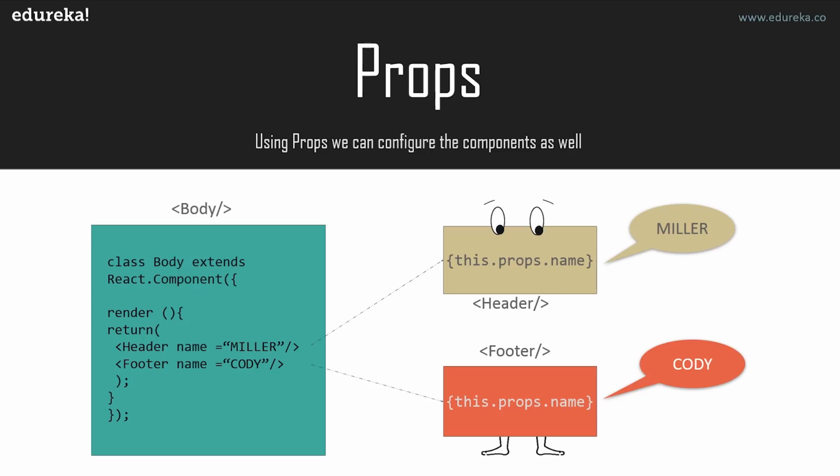So how can you access props in React.js? If you want to access props in React.js, the syntax is this.props.name. Using props, we can configure the components. Now I have another header and footer component, and I'm passing a different value, name equal to Miller and name equal to Cody. In the header component, if I write this.props.name, as in the previous example, the value will be different. And in this case, the footer component will return this.props.name, and the value will be Cody.